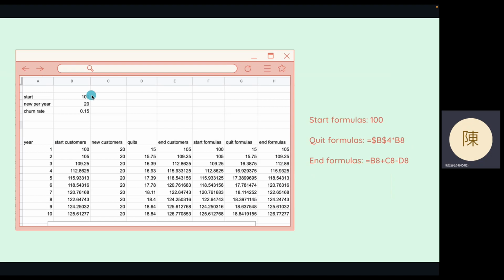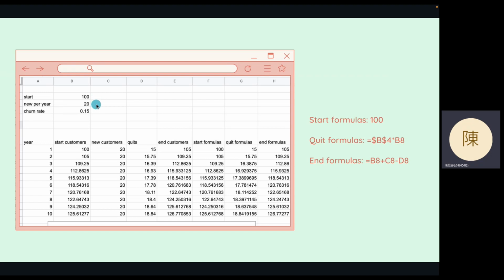In the first part, we need an input. The spreadsheet model has input or assumption that we use to calculate desired outputs. In the basic customer estimation input model, we need three inputs. First is start, new per year, and churn rates.